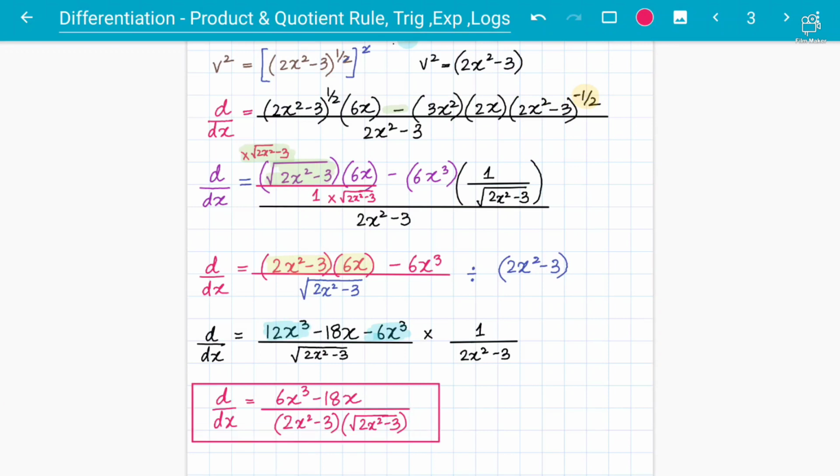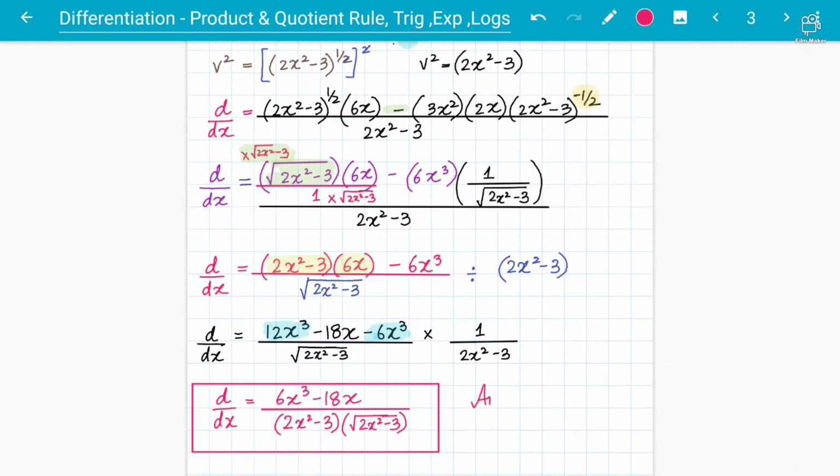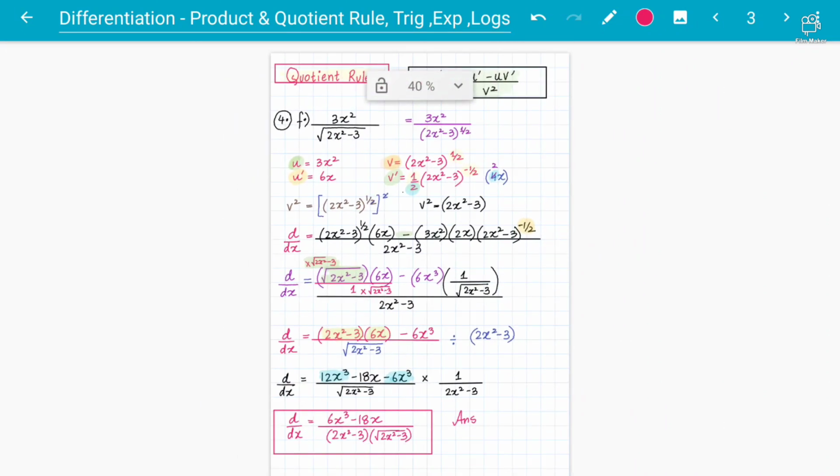Okay, students, so hope everyone gets this, and this is a very important concept in the differentiation of A-level mathematics. So we understand now how we do the quotient rule as well. So this is the quotient rule in a nutshell. That is the differentiation matching with the answer as well. Okay.